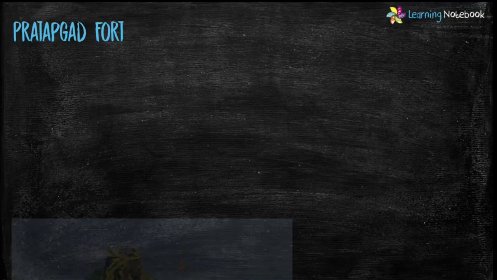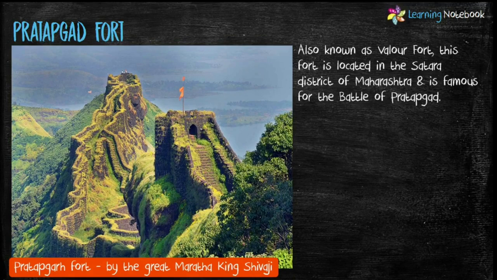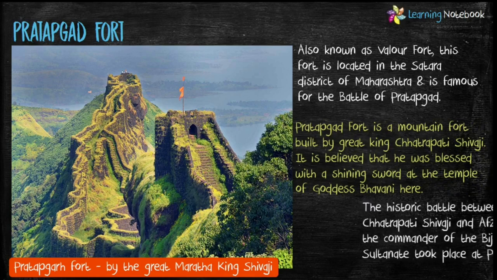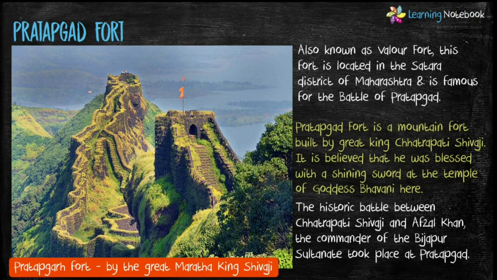The last heritage site of Maharashtra is Pratapgarh Fort. This fort is also known as Vilal Fort and is famous for the Battle of Pratapgarh. Pratapgarh Fort is a mountain fort built by great King Chhatrapati Shivaji.